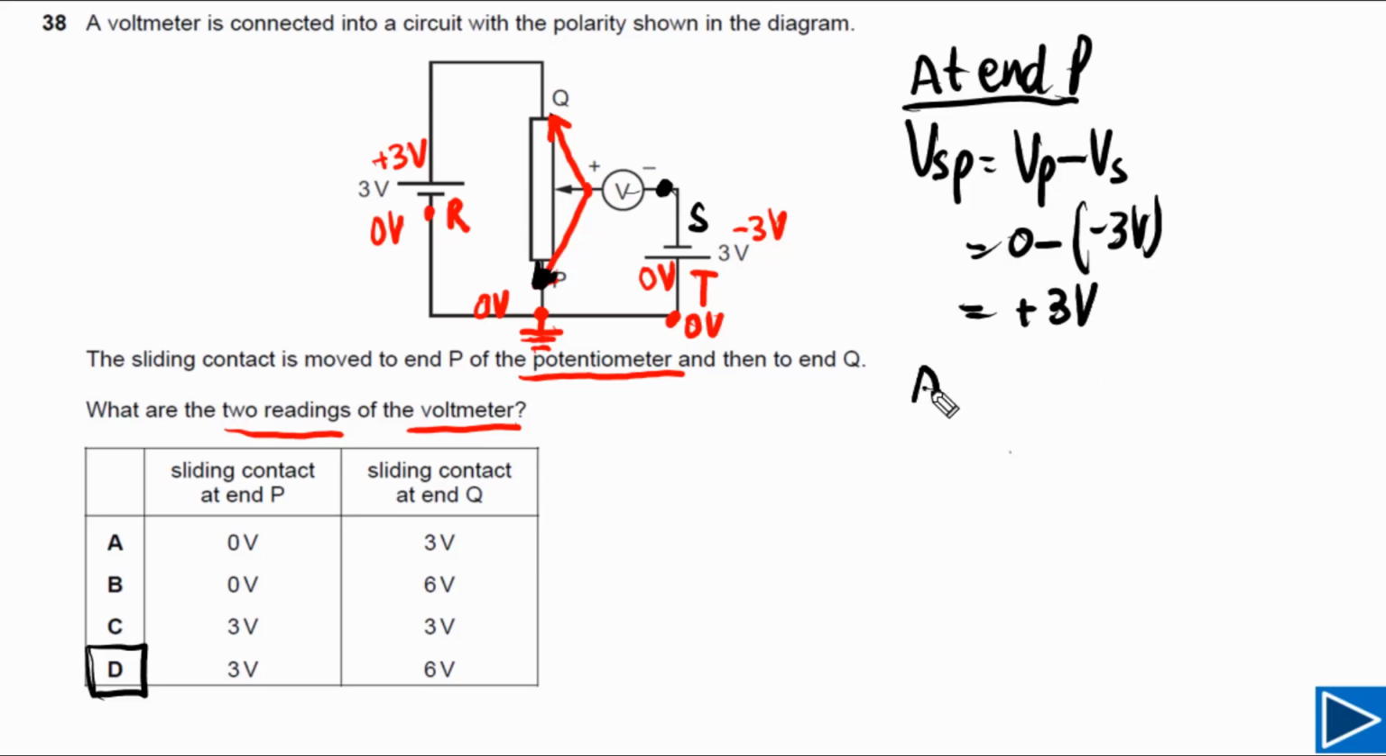Now let's find the voltmeter reading when the sliding contact is at Q.